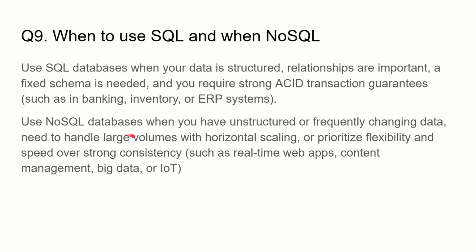And we can use a NoSQL database when we do not have structured data, this data is frequently changing, and it needs to handle large volume with horizontal scaling. So if we prioritize flexibility and speed over strong consistency, then in such applications we can go with a NoSQL database, such as real-time web apps, content management, big data, or IoT.